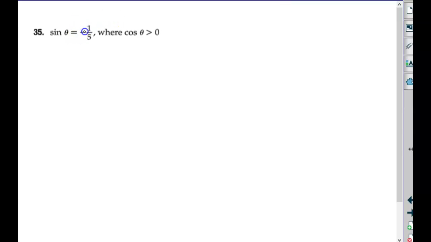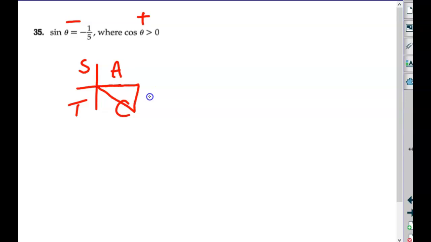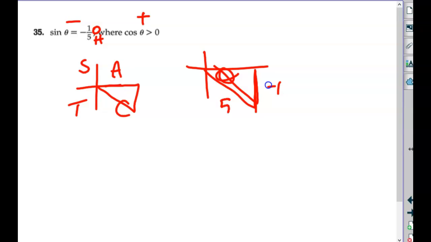The sine is, that's a negative, and the cosine is positive. All students take calculus. Where's the cosine positive and the sine negative? Yes. So we are in quadrant 4, where opposite over hypotenuse from this angle up here that I drew badly is negative 1 over 5.